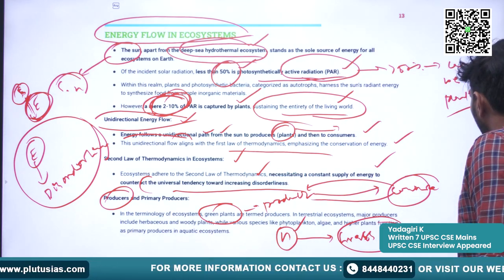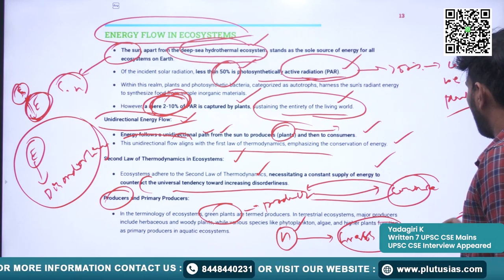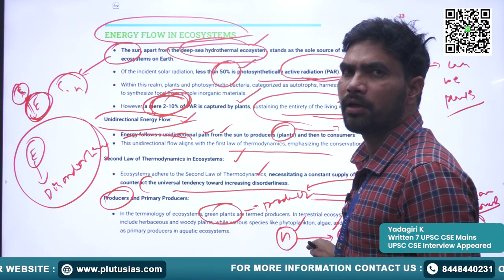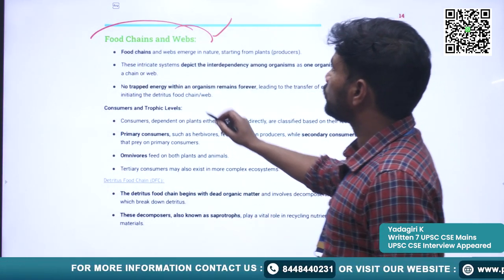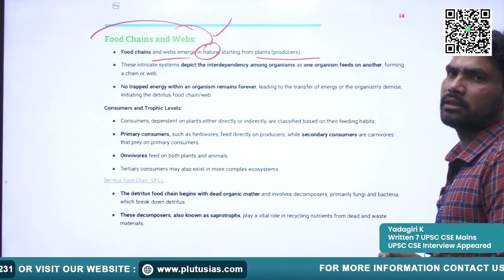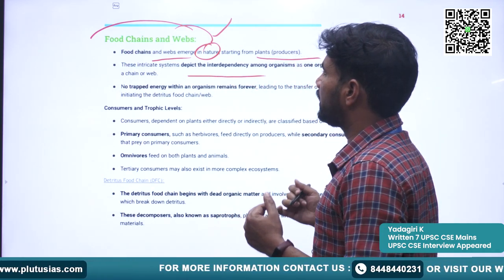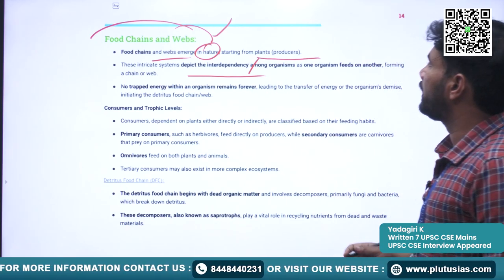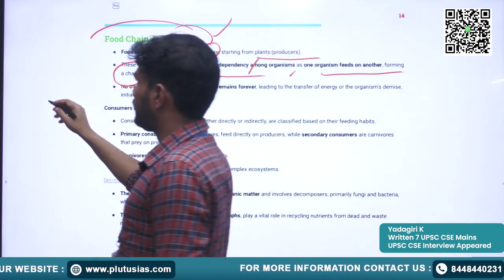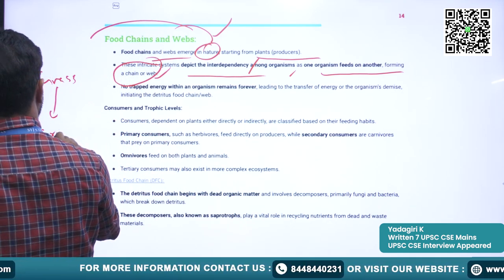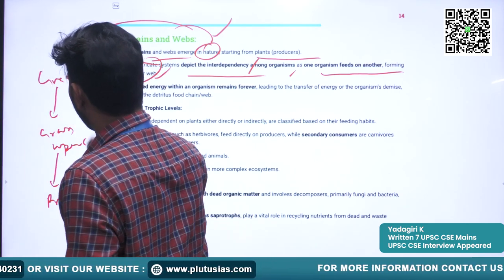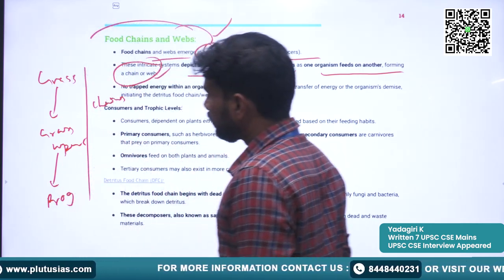If this grasshopper is consumed by a frog, this becomes the secondary consumer. So try to remember this example. We can say this is one example of the food chain. Food chains and food webs emerge in nature, starting from the plants, that is producers. It is an intricate system. It depicts the interdependency among organisms as one organism feeds on another, forming a chain or web. Whatever example I have given, grass is eaten by grasshopper and it is eaten by frog. So this is basically an example of a food chain.